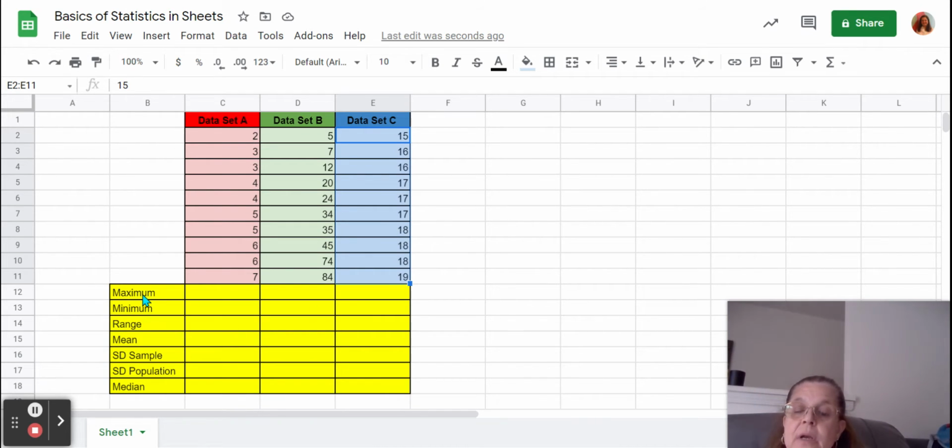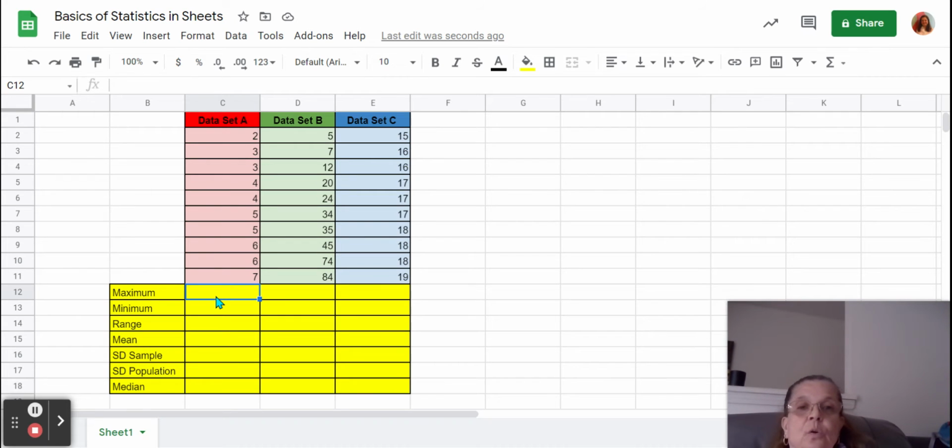The first on here is maximum. So we can clearly see that this has a maximum of 7. Data set B has a maximum of 84. And data set C has a maximum of 19. But the data sets will not always be this short if you're doing research. So I would like to show you how to use Sheets to do this.